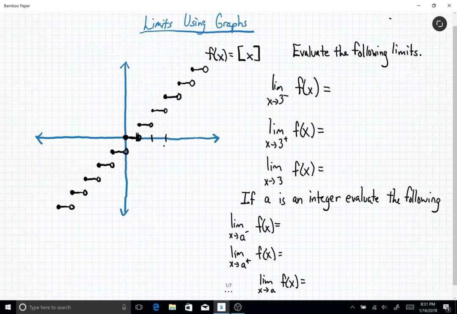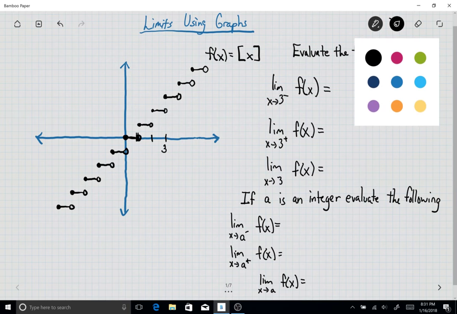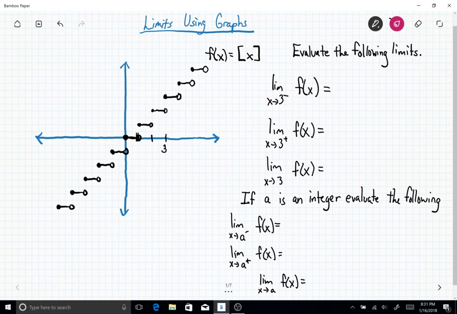So this is 3 sitting right here. And if we're to approach it from the left, let's see if I can maybe bring in another color. Okay. So if we're approaching it from the left-hand side, we're getting closer and closer to some y value right here. So what is that y value? Well, if you notice, this is 1. And so that y value is 2. So the limit as x approaches 3 from the left-hand side actually equals 2.